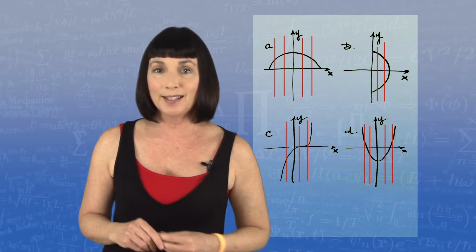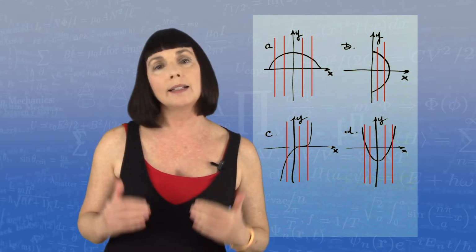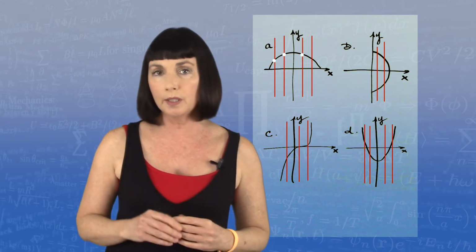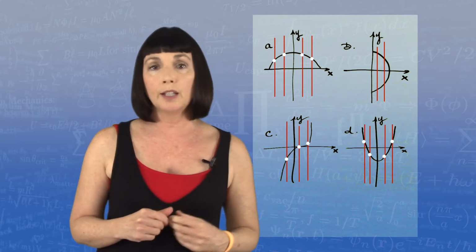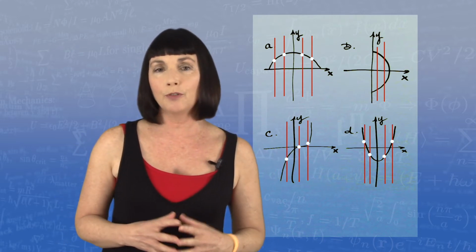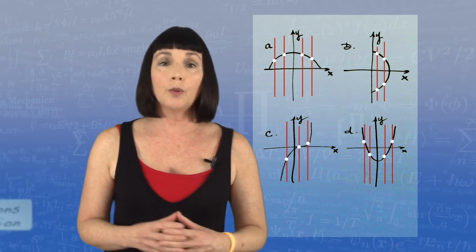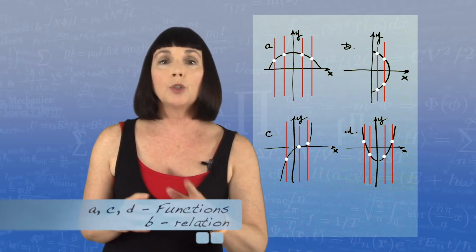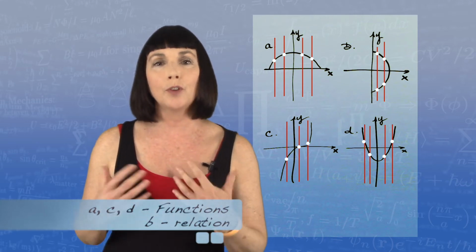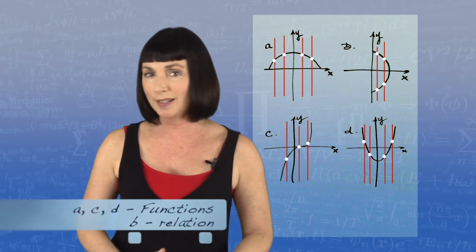Now, you'll notice for graphs A, C, and D, the vertical lines intersect the graph only one time. But on graph B, when I draw vertical lines through it, they intersect the graph more than one time. So therefore, we can say that graphs A, C, and D are the graphs of functions. But graph B is the graph of a relation because the vertical lines intersect the graph more than one time.